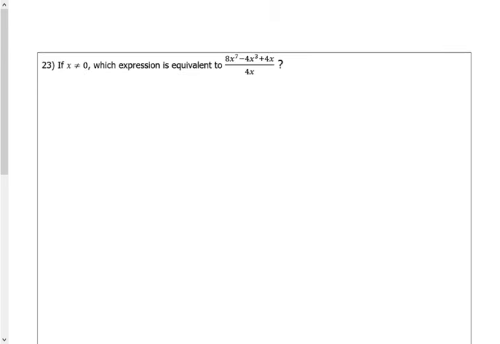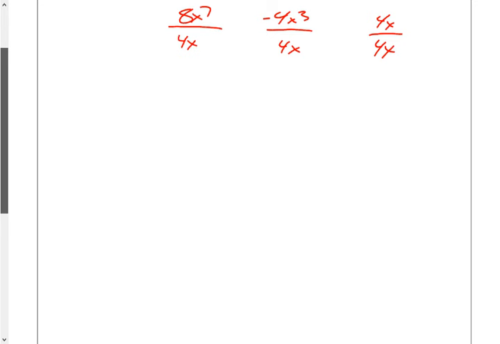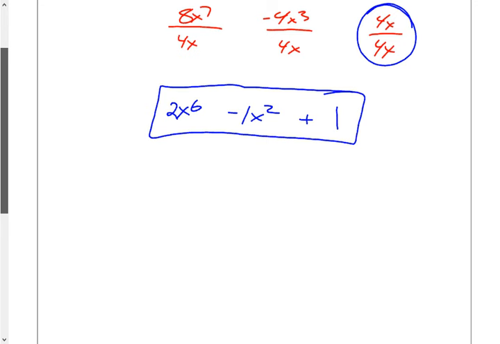Okay, back here to another division. So you see we keep cycling through. And in this case, I'm going to do 8x to the 7th over 4x. Negative 4x cubed over 4x. And 4x over 4x. All right. 8 divided by 4 is 2. 7 minus 1 is 6. And again, don't forget, 4x divided by 4x is just 1. Make sure we are catching that. I promise you your test will have that.